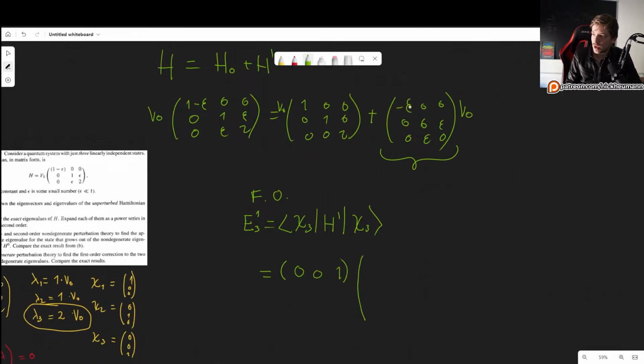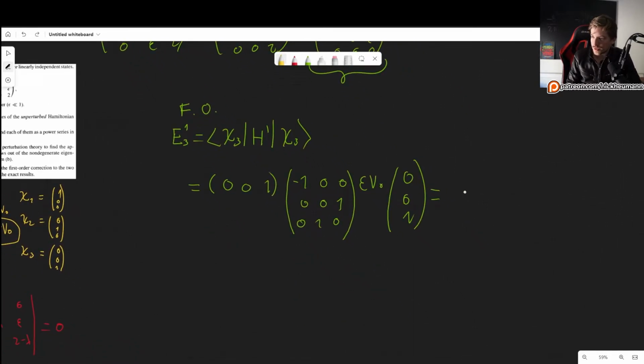So we can factor out epsilon and V0, and we are left with minus 1, 0, 0, 0, 0, 1, 0, 1, 0. And here we can write epsilon V0. And then we have chi3, so 0, 0, 1. You can multiply whatever you want first, these two or these two, whatever. Actually, let's start off with that.